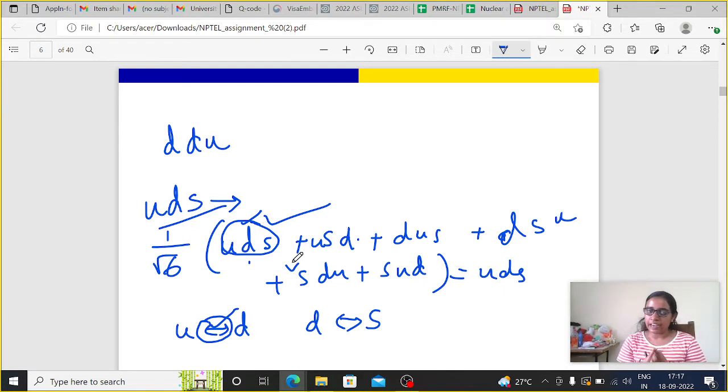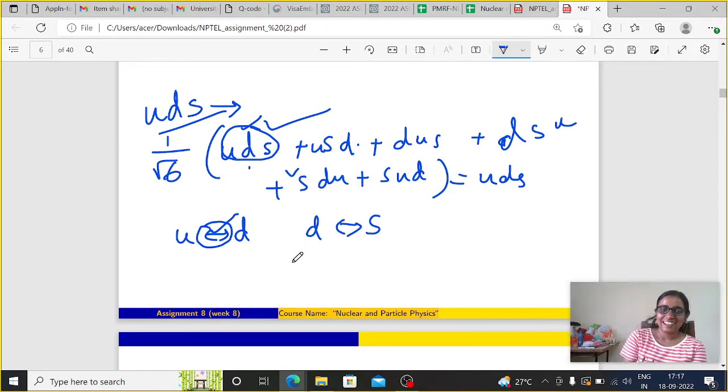Can you do that by hand? If you interchange U to D, D to U, as well as D to S, S to D, then you can see that the UDS combination will be the same one which is written here. Just write it by hand. If it is not the same, then you can tell me. That's why it is called fully symmetric, right? If we do this, my answer is the same, and that's called fully symmetric.